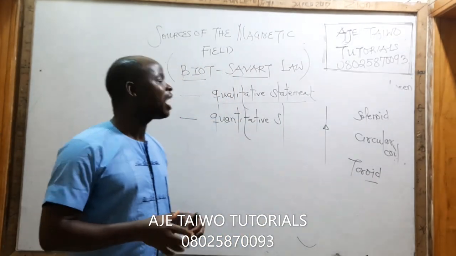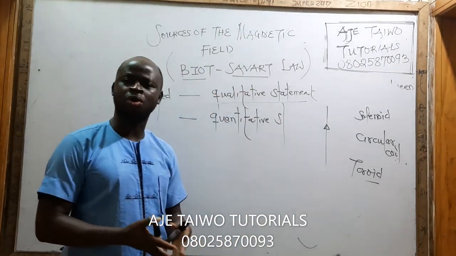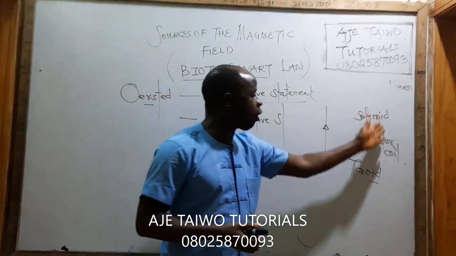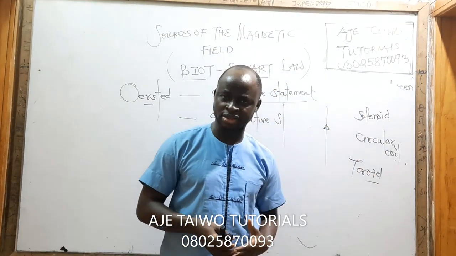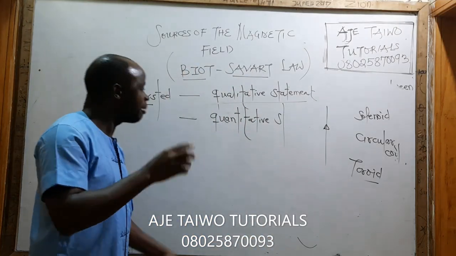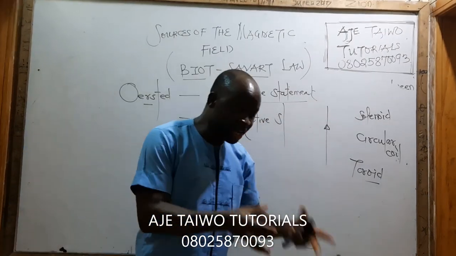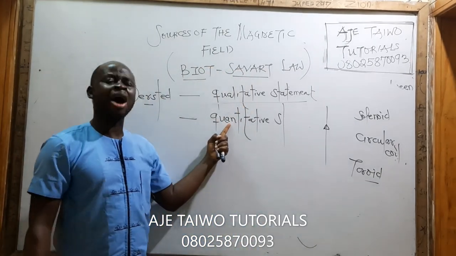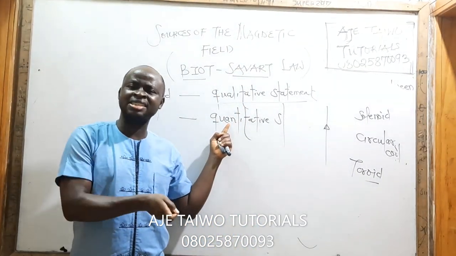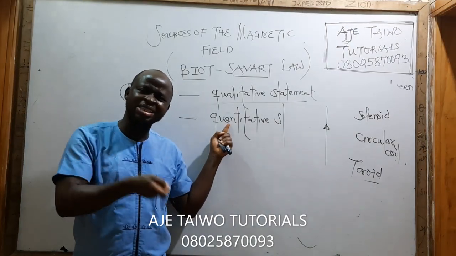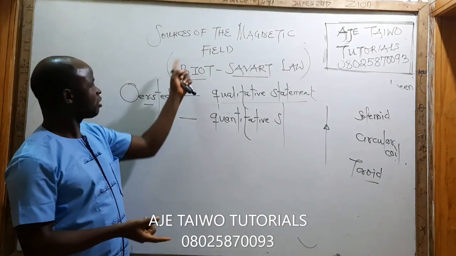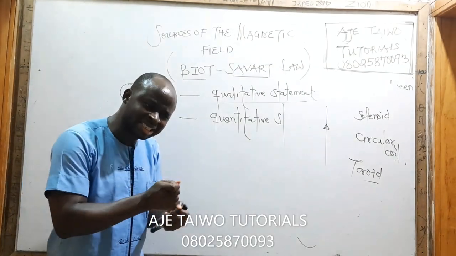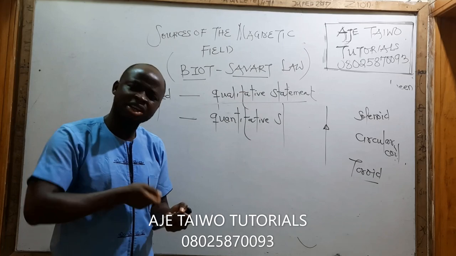We have the toroid. We have so many different kinds of coil. Oersted said all these coils will carry current. But how much? All this coil carrying current will create what? Magnetic field. But how much current will they carry? How much magnetic field is created because of the current they are carrying? That's what Biot-Savart did. Biot-Savart quantified.